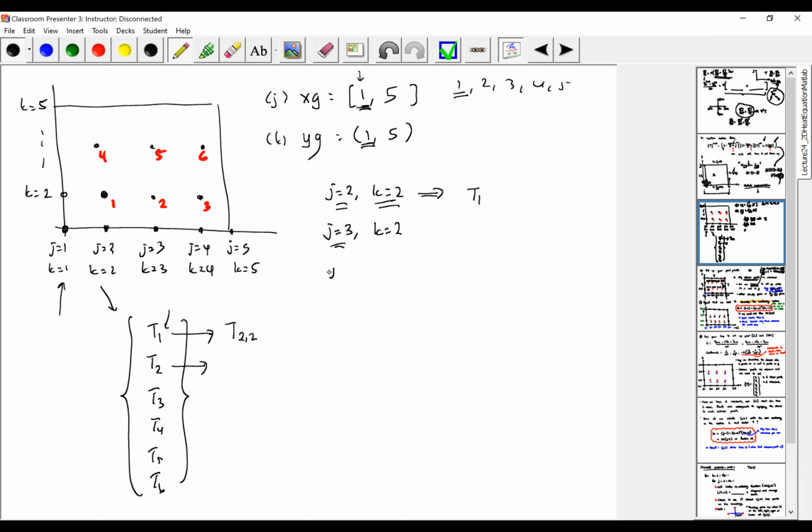Okay, so J equals to 4, K equals to 2 would need to correspond to T3, the third unknown in my column vector. Is this clear, or do you need me to repeat this? Repeat. A bit clear, a bit unclear.